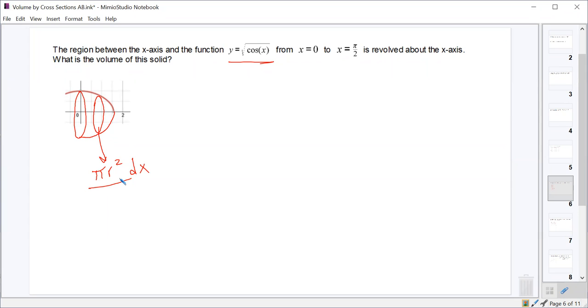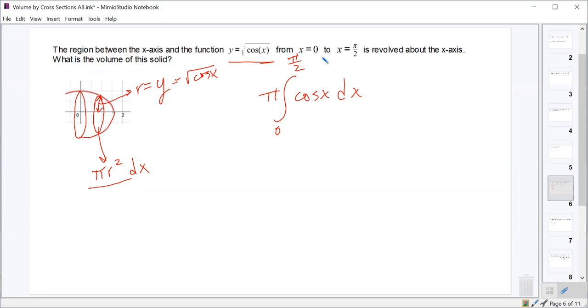And the cool thing for right now, this will change as we get to some more complicated stuff, the radius is always equal to y, because that's what we've got. Our function that's up here above the x-axis, that's our radius. And so r is equal to y, which is the square root of cosine x. And so r squared ought to just be, in this case, cosine x. And we'll have pi times the integral from 0 to pi over 2 of cosine x dx. Does that make sense, everyone?